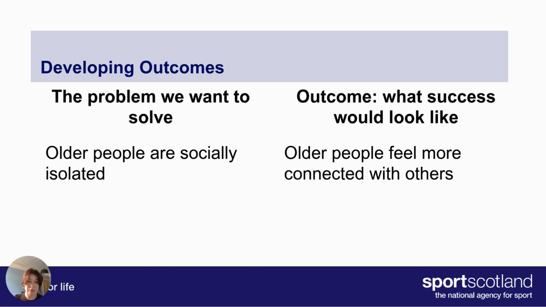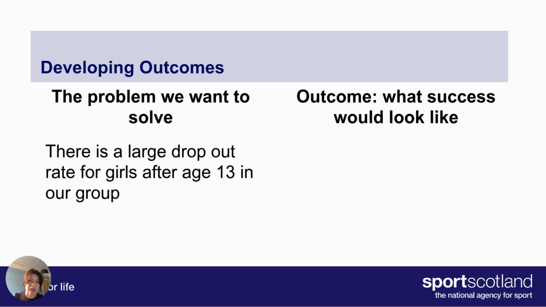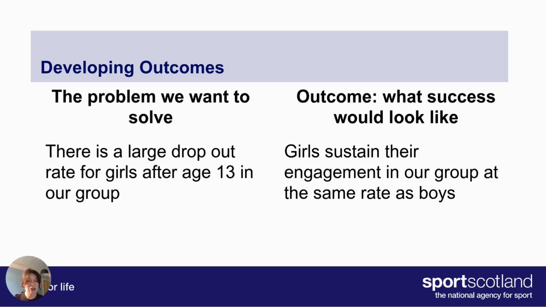I'm going to show you one other example. The problem here is we have a large dropout rate for girls after the age of 13 in our group or our session. And for this one, the outcome might be: girls sustain their engagement in our group at the same rate as boys. Again, really simple tool. You can use it with others, setting out lots of needs, lots of problems, picking a few out to define some outcomes around, and then create some statements like this for your own area of work.